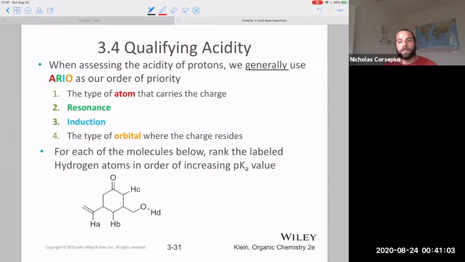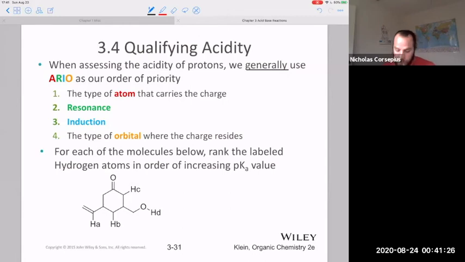All right, so these are the four factors that we need to consider when we're assessing the qualitative acidity of various molecules. The most important factor is the type of atom that's going to carry the charge. Second most important, is there any resonance stabilization? Third, any inductive effects? And fourth, what type of orbital is that charge going to reside in?